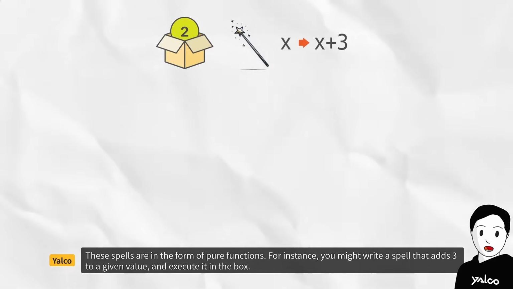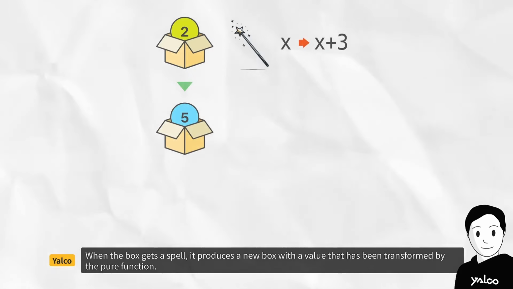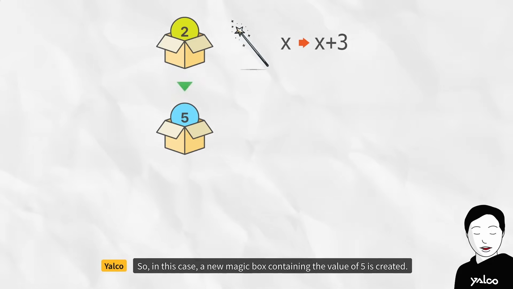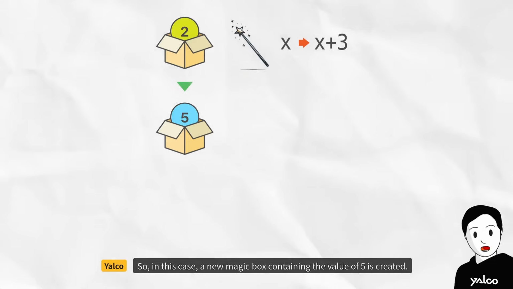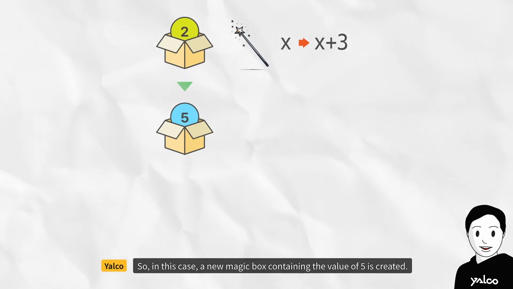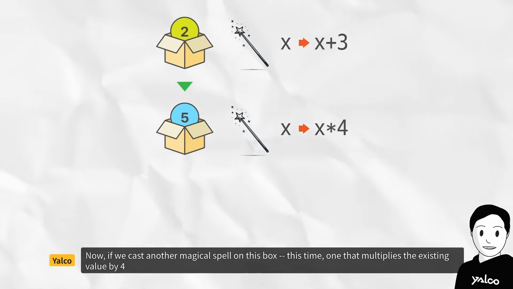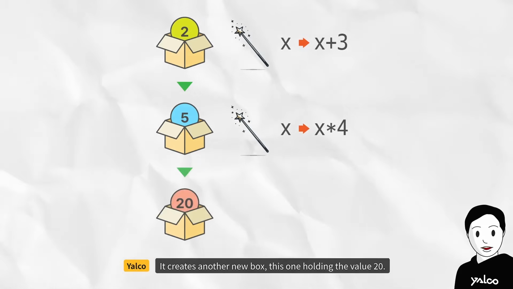For instance, you might write a spell that adds 3 to a given value and execute it in the box. When the box gets a spell, it produces a new box with a value that has been transformed by the pure function. So, in this case, a new magic box containing the value of 5 is created. Now, if we cast another magical spell on this box, this time one that multiplies the existing value by 4, it creates another new box, this one holding the value 20.